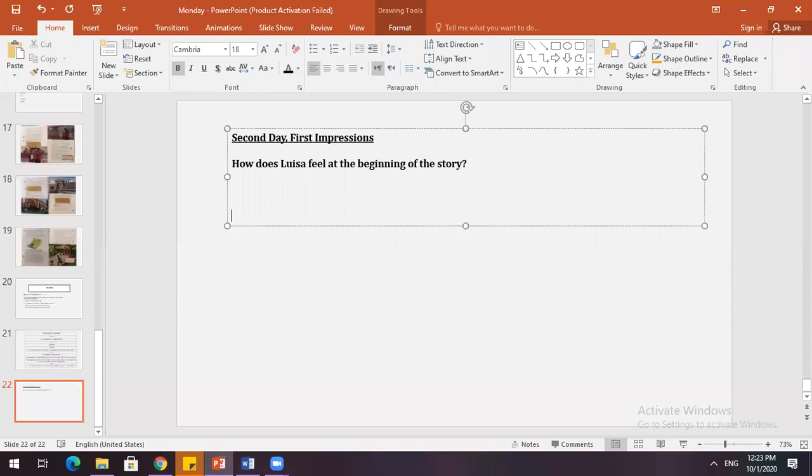Okay, guys, how does Louisa feel at the beginning of the story? Raise your hand. I have the same three people that have been raising their hands since the beginning of the session. Where are the rest of you? How did Louisa feel at the beginning of the story? I'll call on random people since they're not participating.